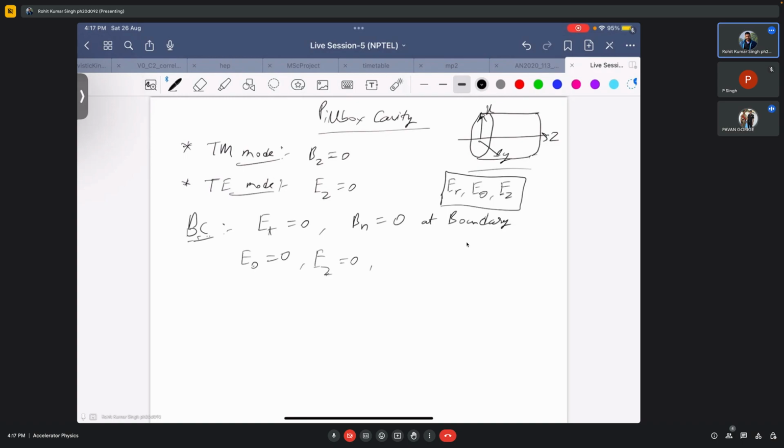Then for B also we have the same: Br, B theta, Bz. Which of them will be zero? Br will be zero, right? Bz is normal on these side walls, right? B theta is not zero, that's what I'm saying. Bz will be zero. So Br and Bz will be zero at the boundary, right?